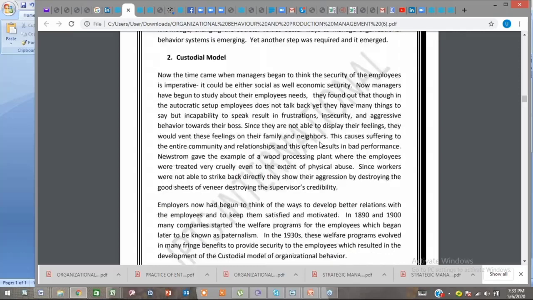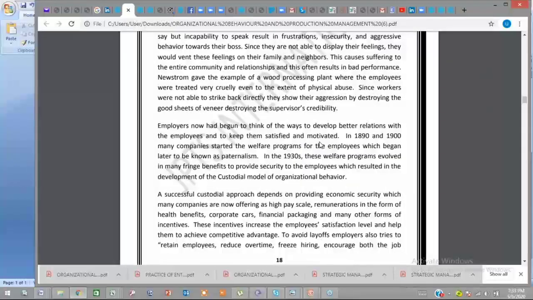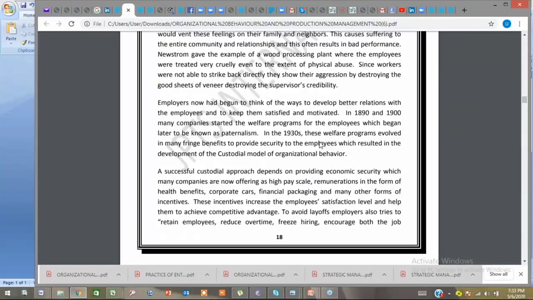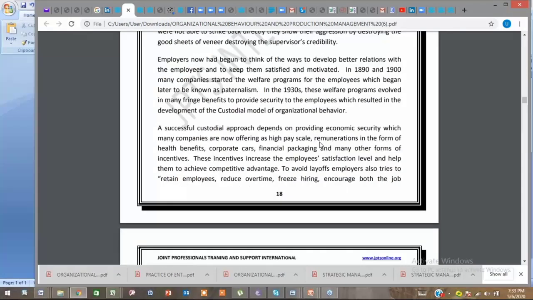You can see employers now have begun to think of ways to develop better relationships with employees and to keep them satisfied and motivated. Between 1890 and 1900, many companies started welfare programs for employees, which later came to be known as paternalism. In 1930, the welfare program evolved into many fringe benefits to provide security to employees, which resulted in the development of the custodial model of organizational behavior.